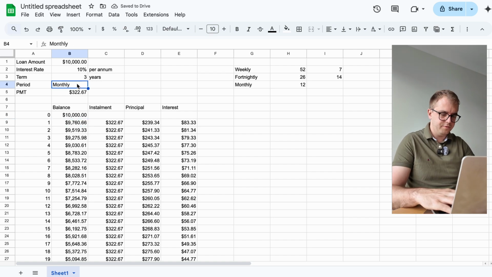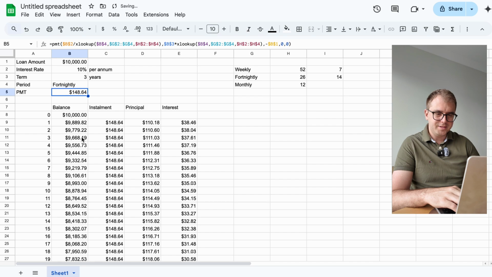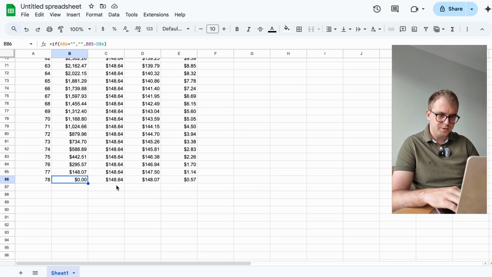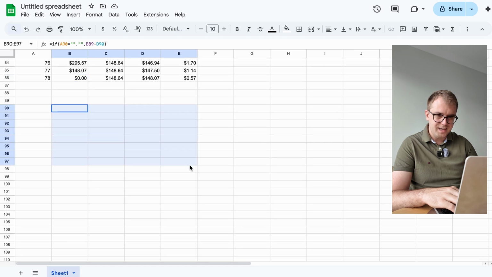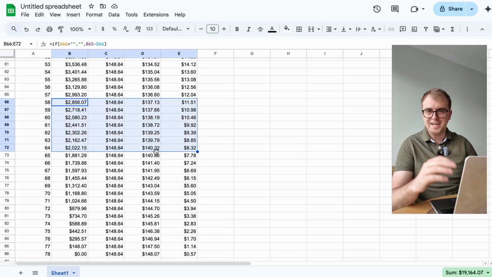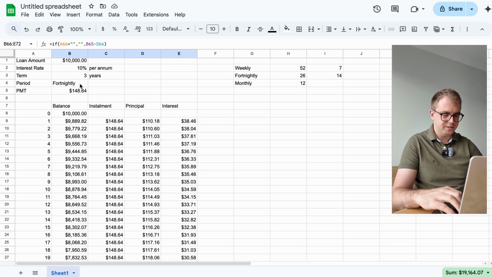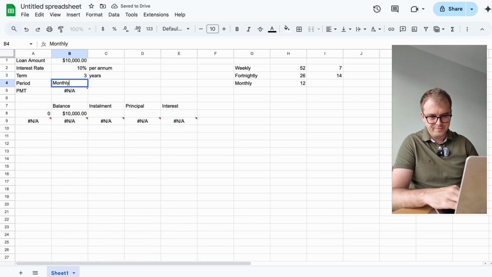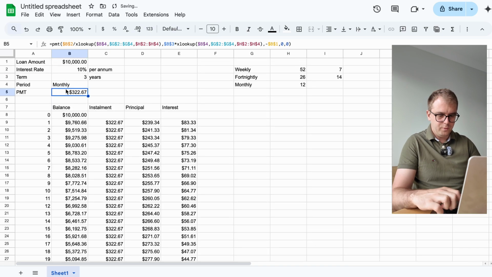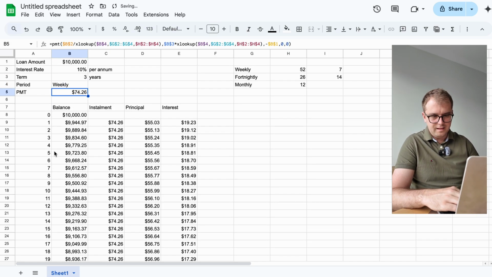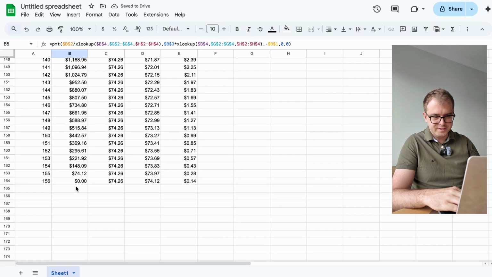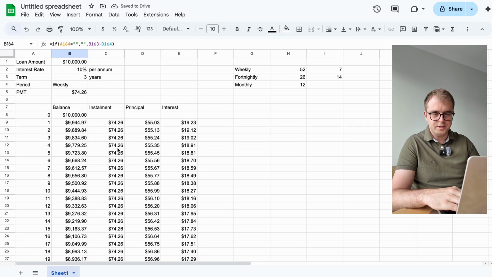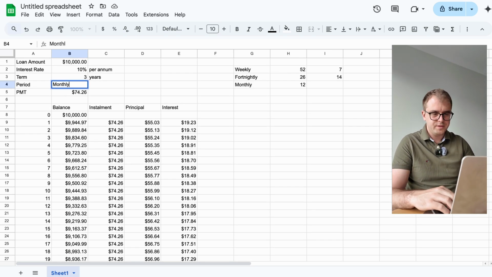So if we change this to fortnightly, there we go. Our payment is updated to 148, and you can see that we end up at 0 again. So it's very dynamic. We've got the formulas here, but it doesn't appear as hash num or whatever as we changed this figure here. Monthly, oh, not that way, monthly, there we go. And again, weekly, like this, ends with 0. So that is a good looking schedule. I'll just change it back to monthly.